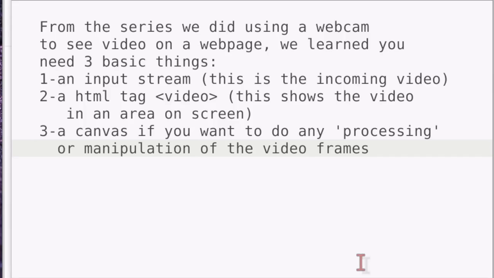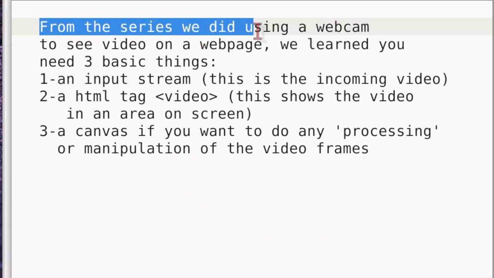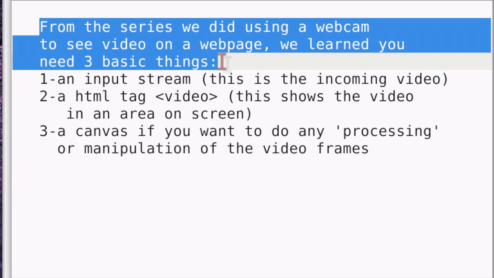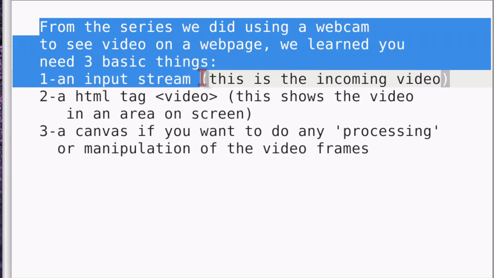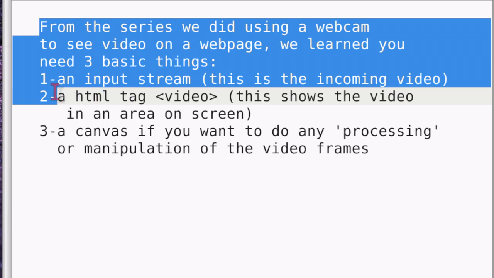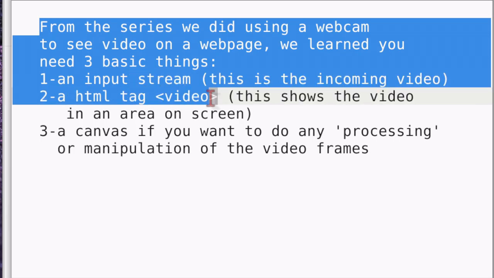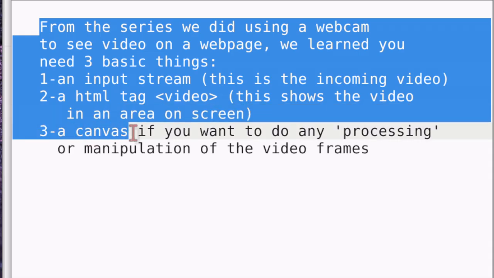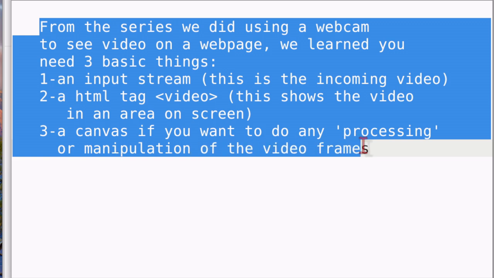Okay, I have to refer back to our series on the webcam. If you didn't watch it, I can't repeat everything, even if I'm going slow. From the series we did using a webcam to see a video on a web page, we learned you need three basic things. One, an input stream. This is actually the incoming video. Two, an HTML video tag. This shows the video in an area on screen. Three, a canvas, another area on screen, if you want to do any processing or manipulation of the video frames.